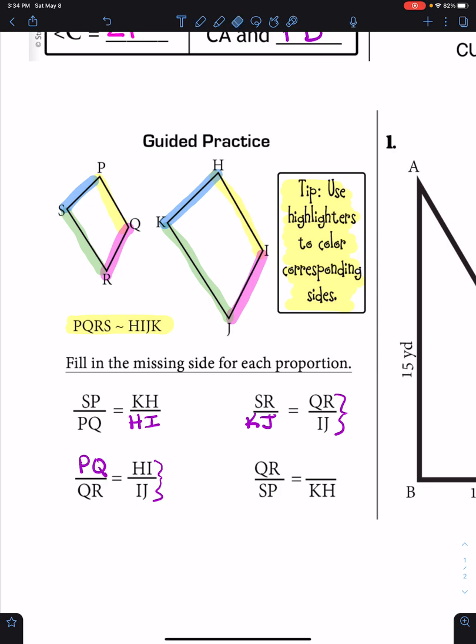And I might even want to go and highlight those. All right, QR is pink and SP is blue, so we're doing pink over blue equals pink over blue. So the pink in the other shape is IJ. All right, so that's just to show you which sides correspond and how to make a proportion out of them.